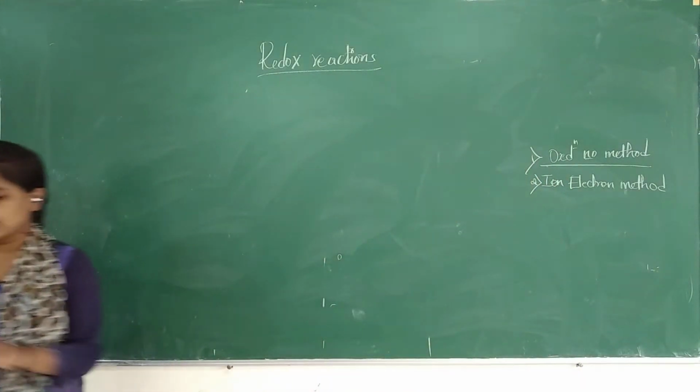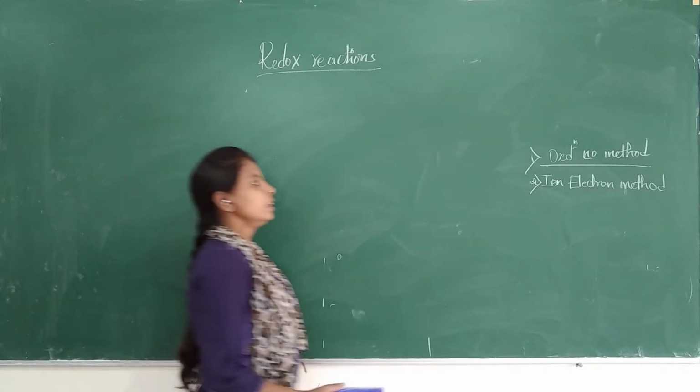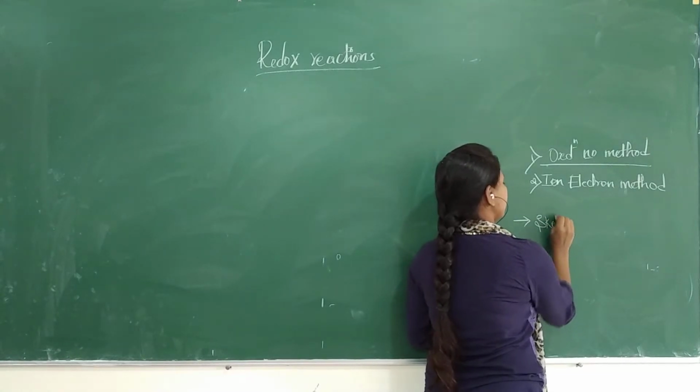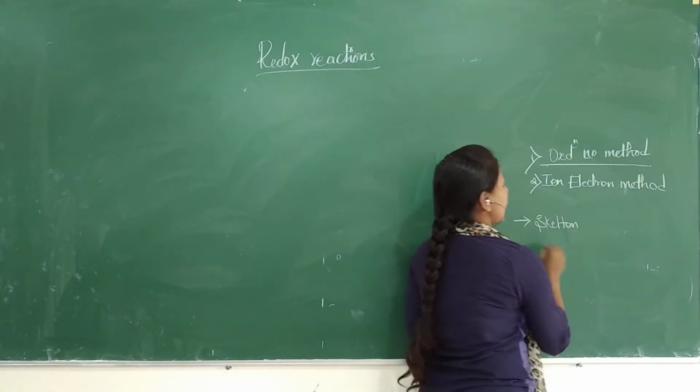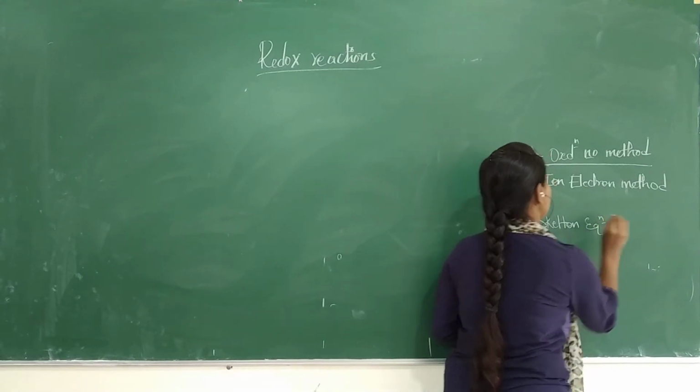So in order to balance the redox reaction using the oxidation number method, first we have to write a skeletal equation. First step, skeletal equation means you have to write the formula of the compounds or atoms involved in a given equation. So you have to write the skeletal equation.